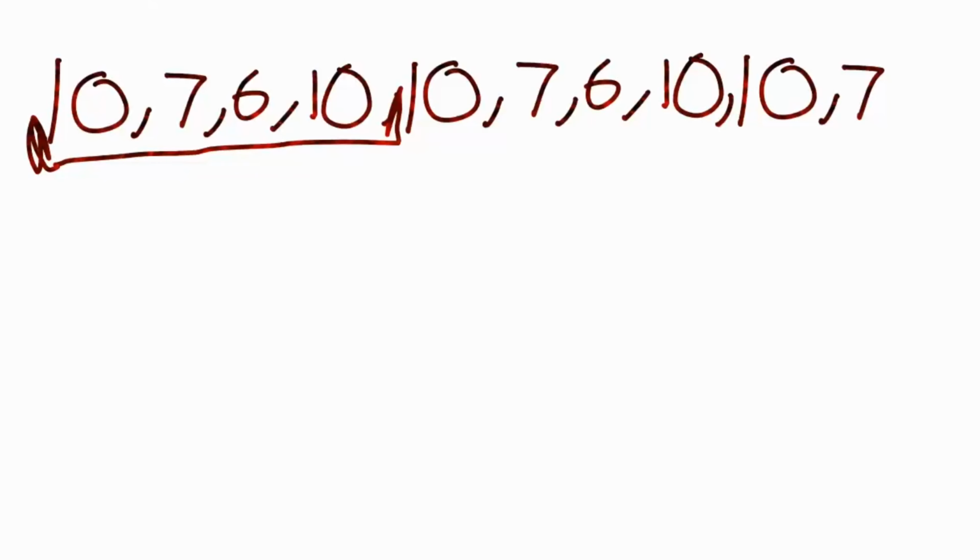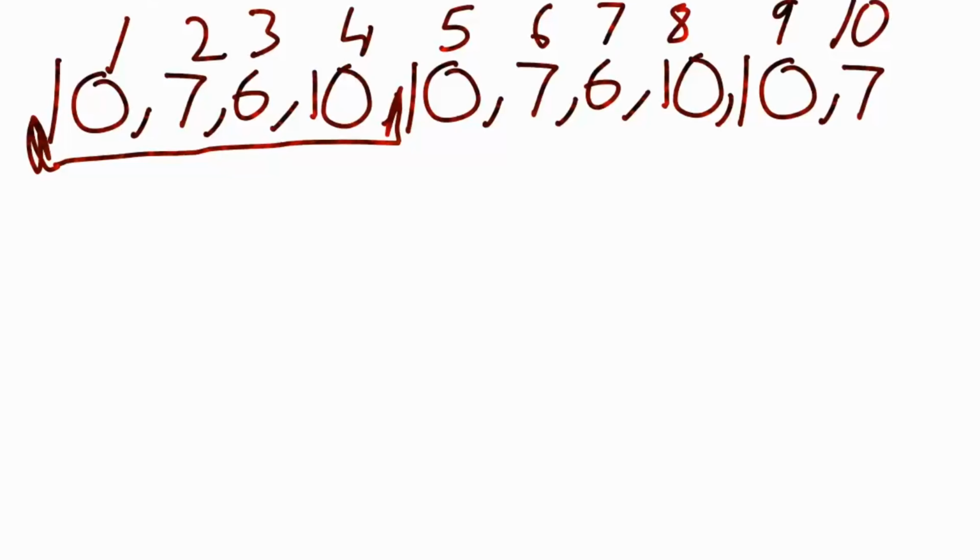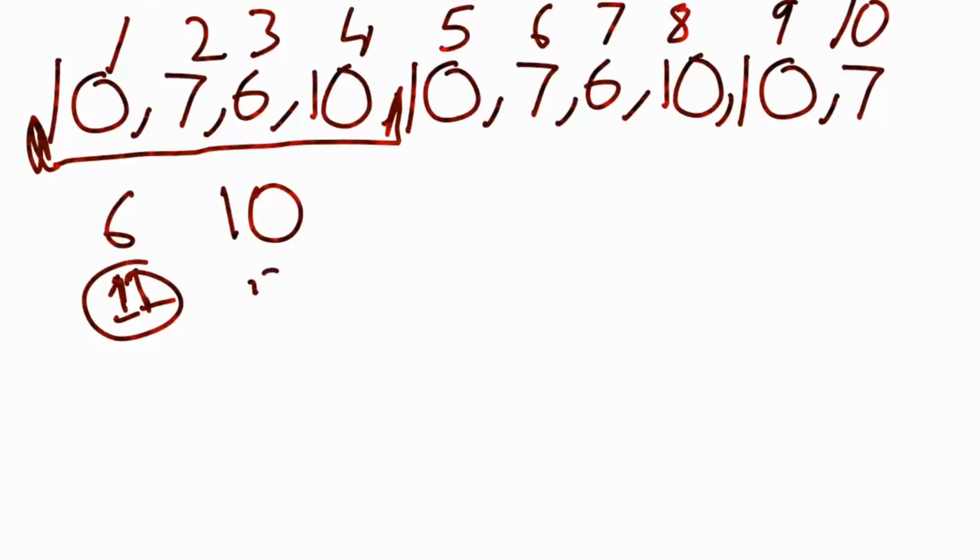So if you pay close attention, after 7, it's a 6. But first, let's count how many we have. How many numbers? 1, 2, 3, 4, 5, 6, 7, 8, 9, 10. So we have a 10. The 7 is the 10th one. So 6 would be 11th. 11th one. Sorry about that, it looks confusing. 6 is the 11th one. And finally, our 12th one would be 10. So our answer here is 10.